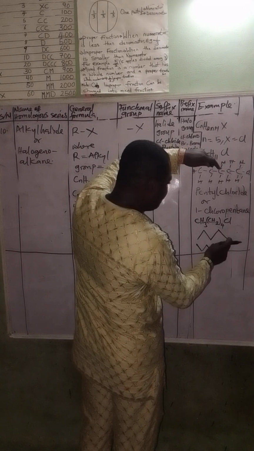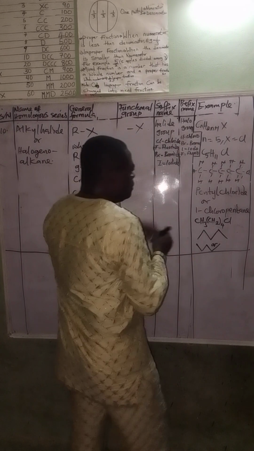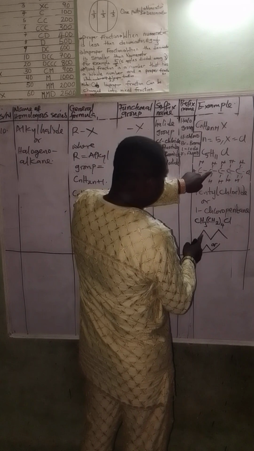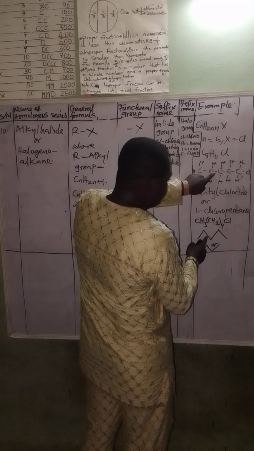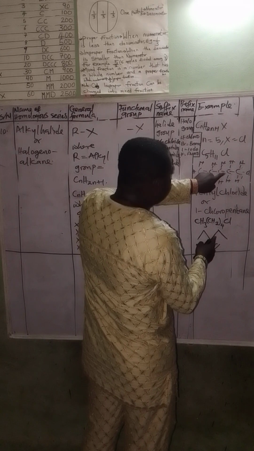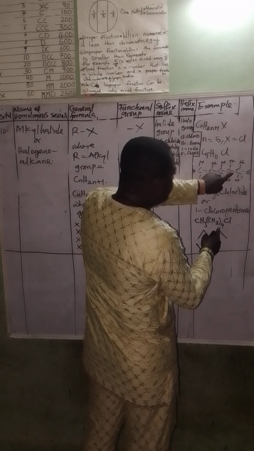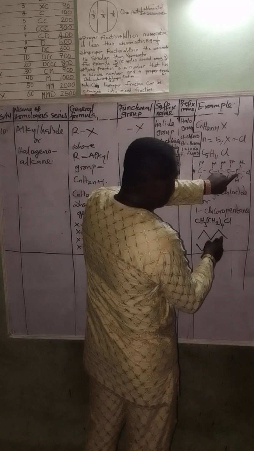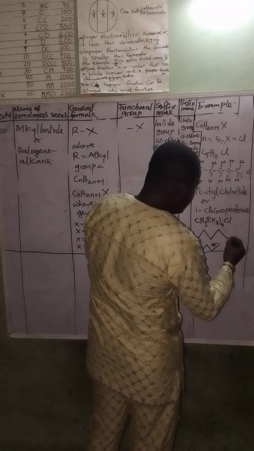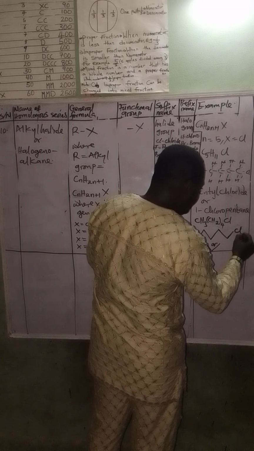This is 1, 2, 3, 4, 5. This carbon is this carbon. This line is this line. This carbon is this carbon, this line is this line, and so on. Then this line that joins it to chlorine is this line. And this is the chlorine.